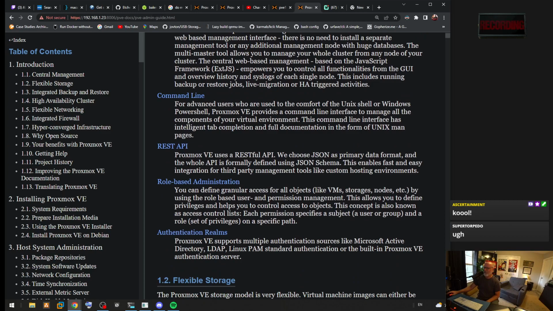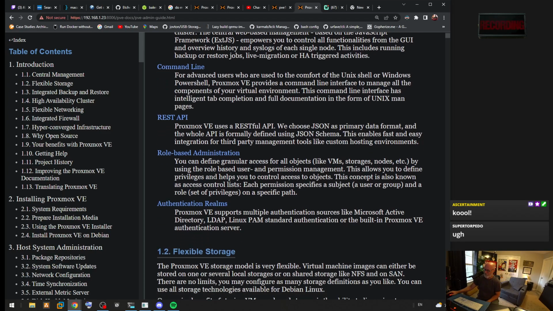REST API. Proxmox VE uses a RESTful API. We chose JSON as the primary data format, and the whole API is formally defined using JSON schema. This enables fast and easy integration with... God damn, this is good. I mean, I've worked with the ESXi API, and I am already blown away by all of the very intelligent design decisions in this product, which is not really priced at all, it's free.